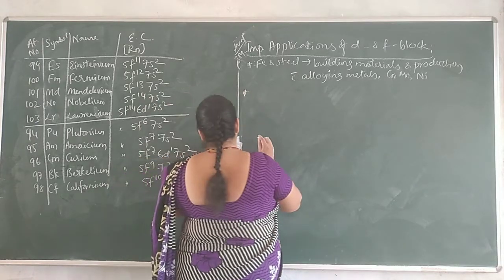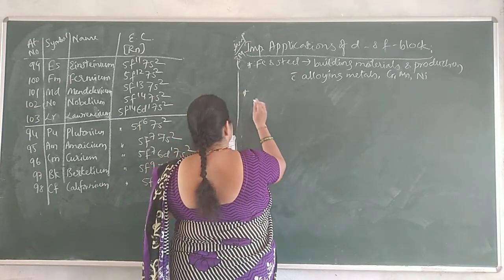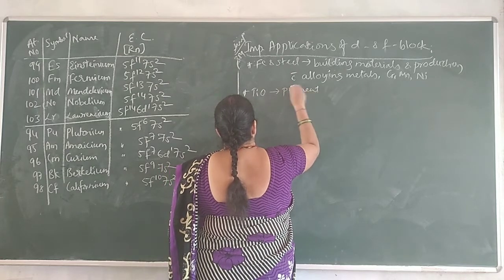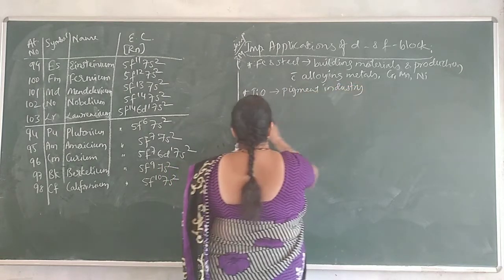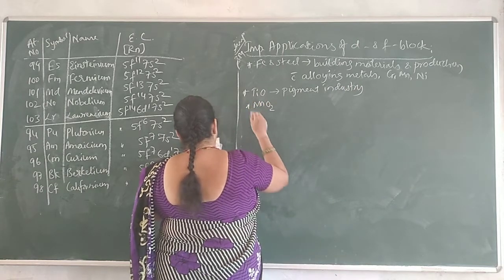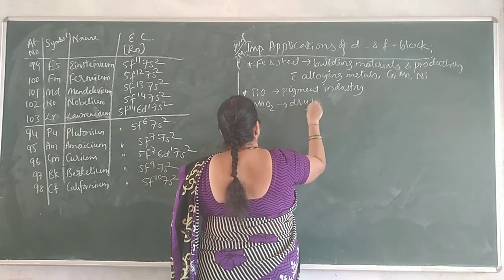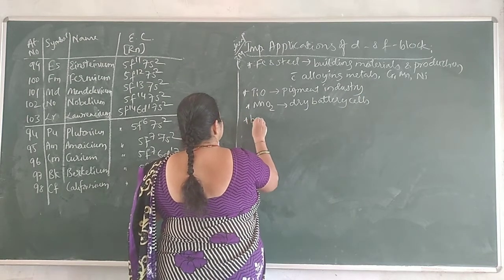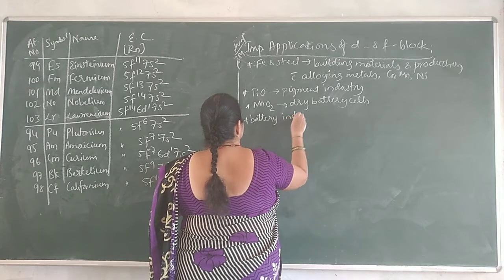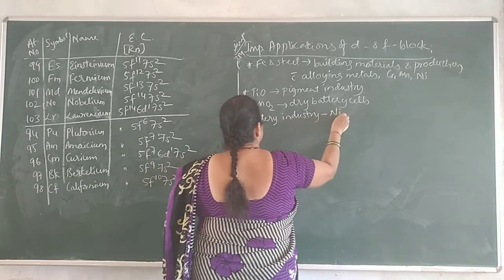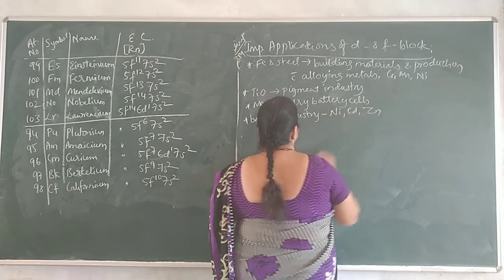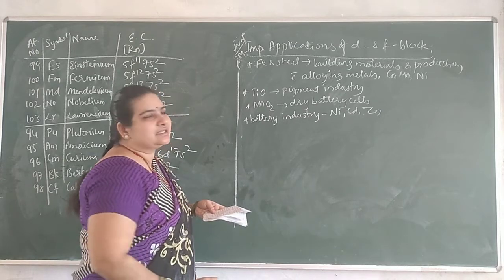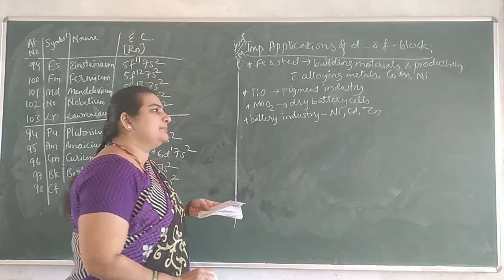Second application: some compounds are manufactured for special purposes, like TiO2 used in the pigment industry, and MnO2 used in dry battery cells. The battery industry also makes use of elements like nickel, cadmium and zinc.